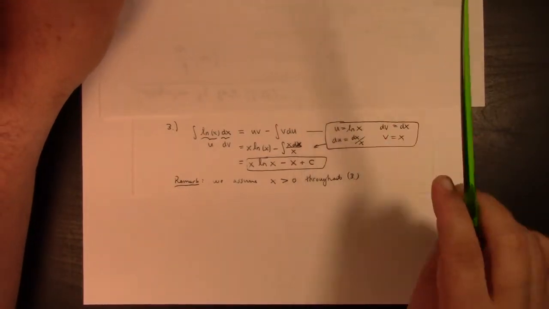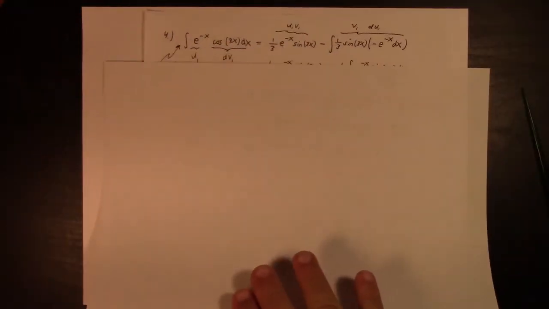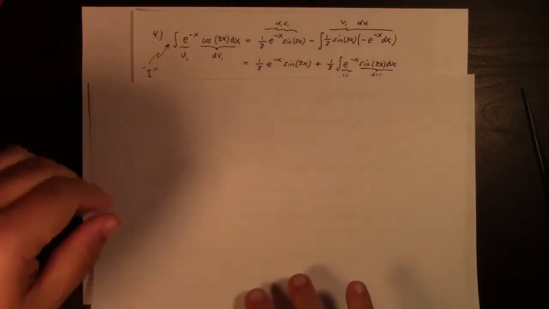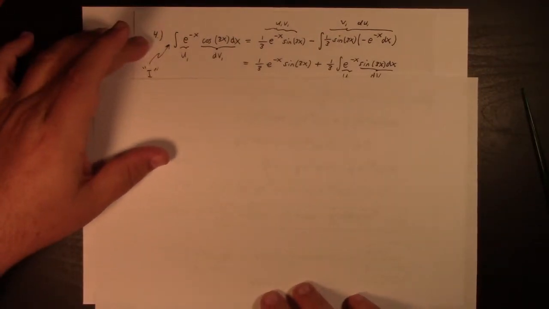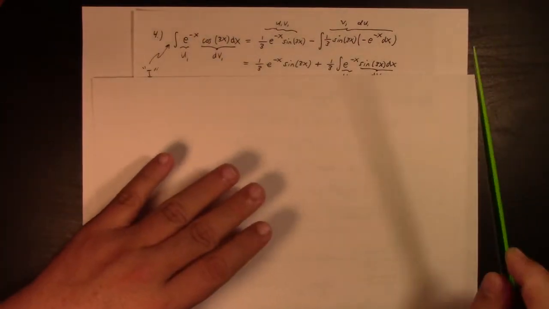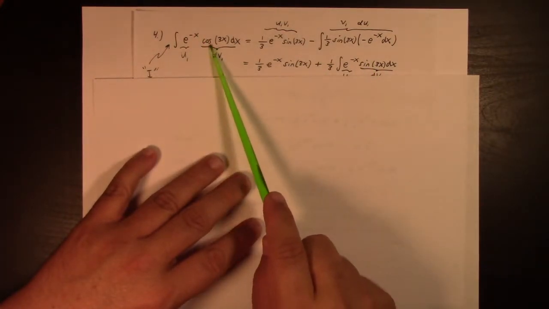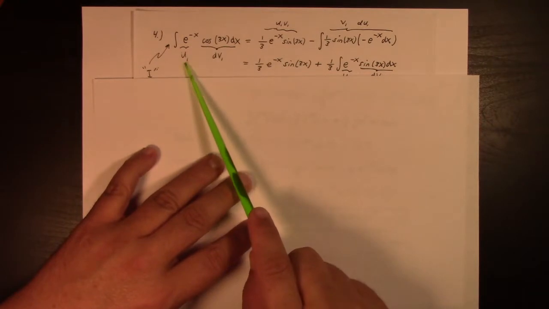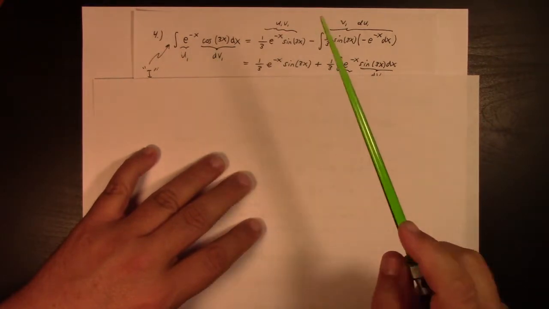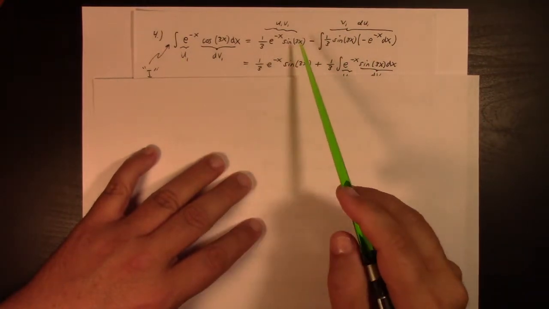All right, so these 3 examples I've showed you so far are pretty standard. Let us go on to another standard example, which has a rather different flavor to it. Here we face the integral of e to the minus x times cosine of 3x dx. So we're going to let u1 equal e to the minus x. We're going to let dv1 equal cosine 3x dx. And the reason for putting a 1 here will soon become apparent.